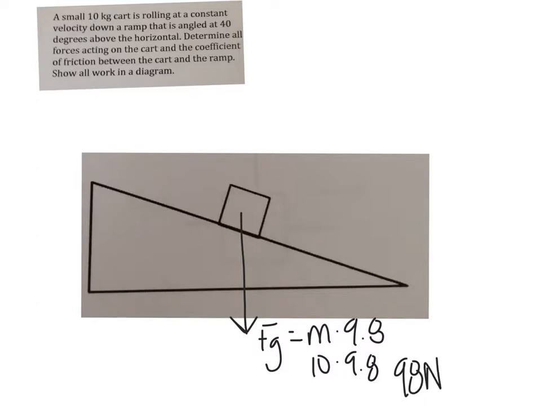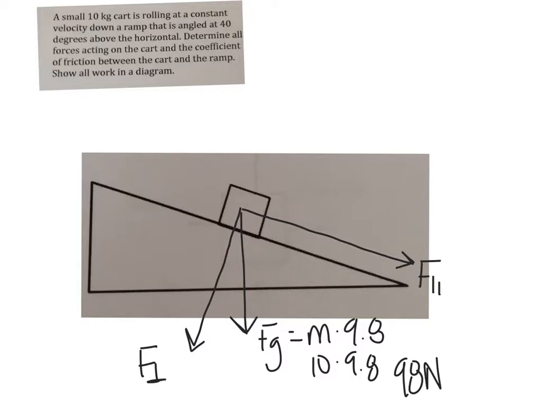From here, the next step is to find your perpendicular and parallel force. So perpendicular goes into the ramp, and it's perpendicular, or at a 90-degree angle to the surface of the ramp. And that's abbreviated like this. And then parallel force goes parallel to the surface, and it goes down the ramp, right? So that's abbreviated like that.